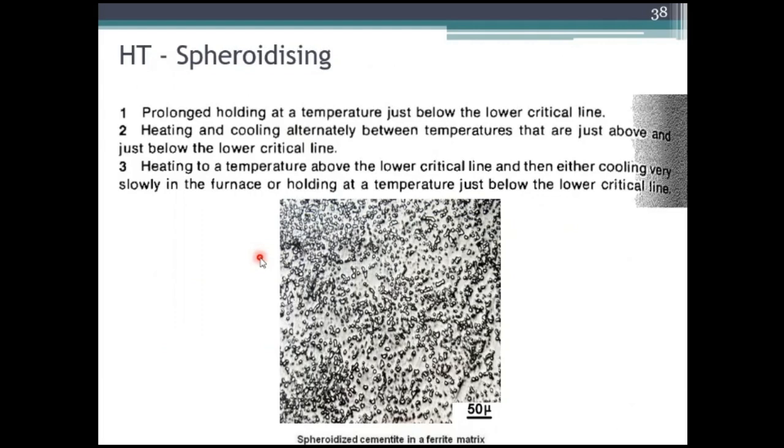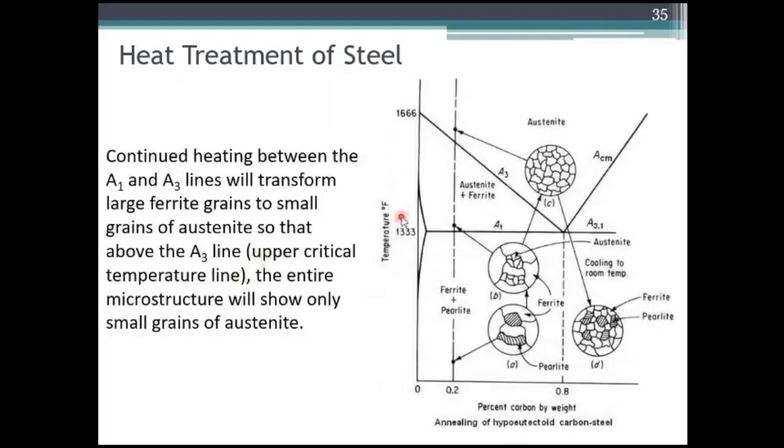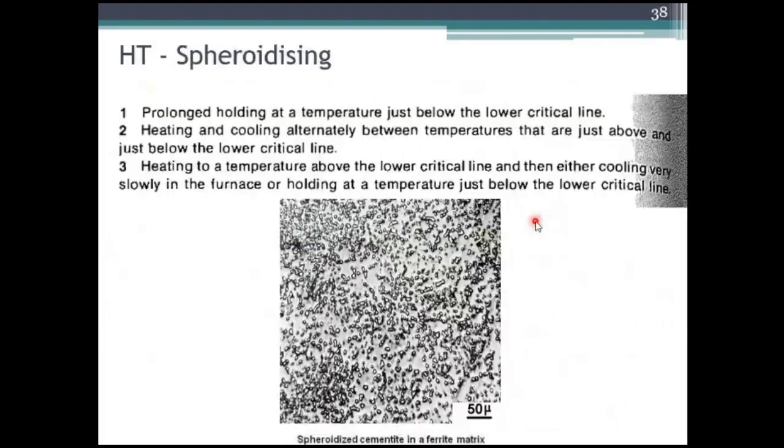So next, what is spheroidizing? Spheroidizing is nothing but prolonged holding at a temperature. If you take a temperature, either the lower critical temperature, the A1 line, or the A3 line, and hold the material at that particular temperature itself, or hold it below a particular lower critical line, and heat and cool it alternately, continuously heating and cooling it just above and just below the critical line, we call it spheroidizing.